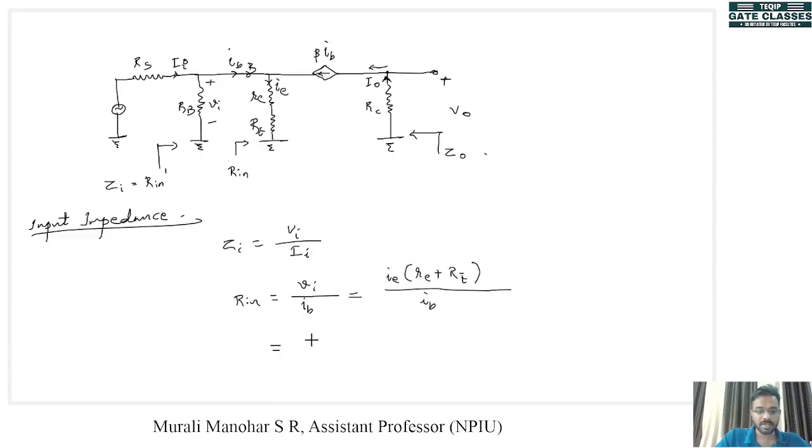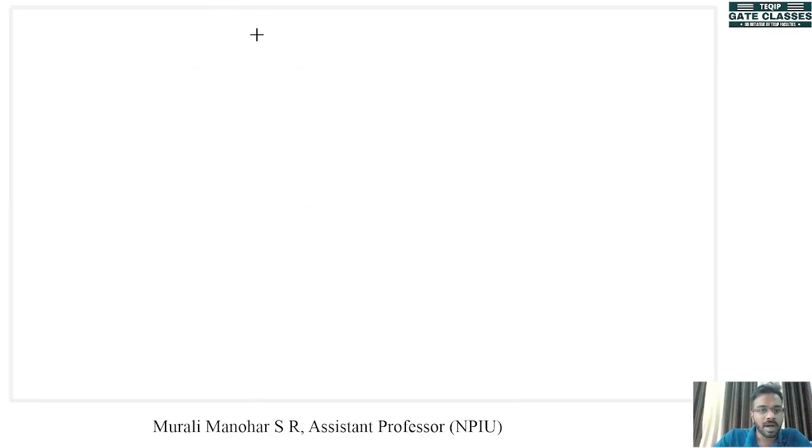Now Ie can be written as beta plus 1 into Ib. The rest is small re plus capital Re, divided by Ib. So Ib cancels, and Rin will be equal to beta plus 1 into re plus Re.